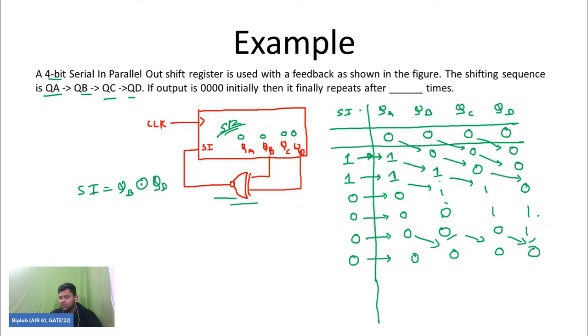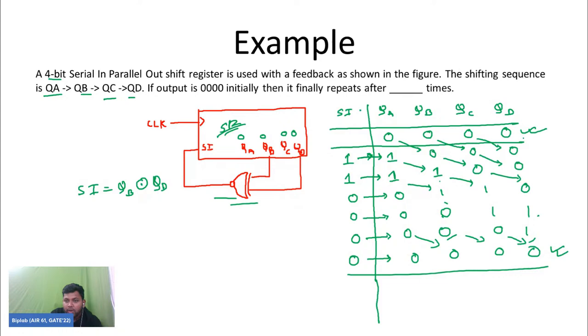Fine. So this was a basic question. You will face questions like this very frequently in that exam. How many clock cycles are required? Let's count. Here you had 0, 0, 0, 0, and here you are getting it again. So don't count the initial values.